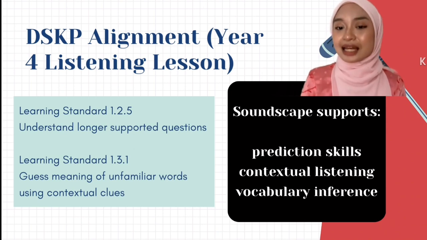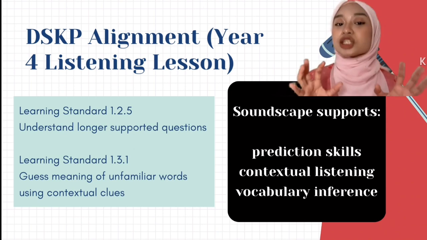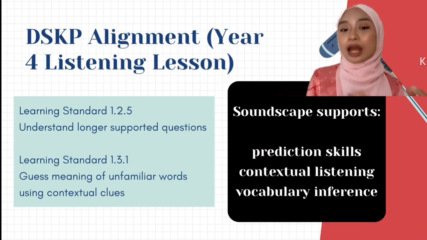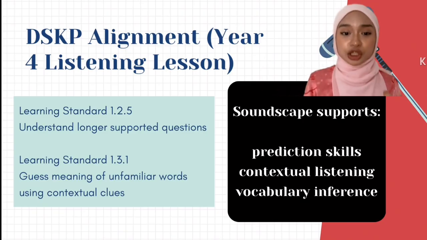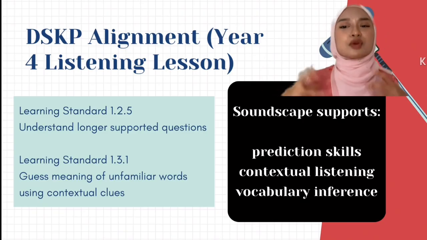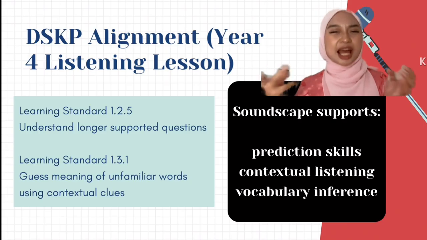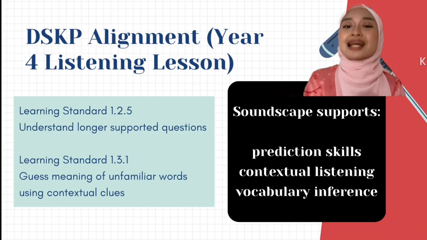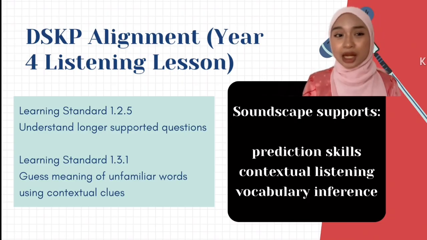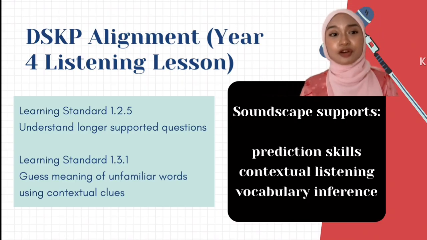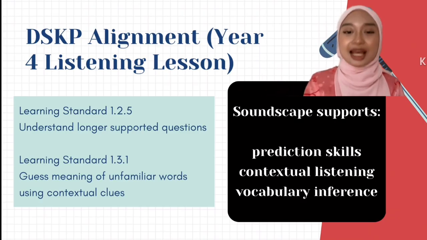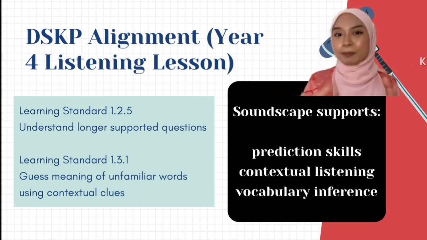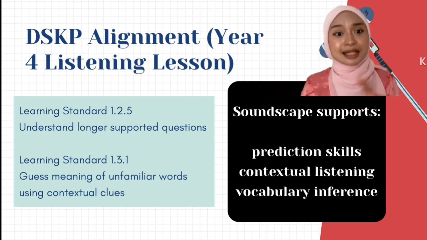First, Learning Standard 1.2.5, which focuses on understanding longer supported questions. Through environmental sounds such as the ocean waves or jungle insects, pupils begin predicting which animals live in those habitats before listening to the main audio. Second, Learning Standard 1.3.1, which involves guessing unfamiliar vocabulary using contextual clues. This soundscape activity helps pupils connect sounds with environments, which prepares them to infer meaning during the listening task.